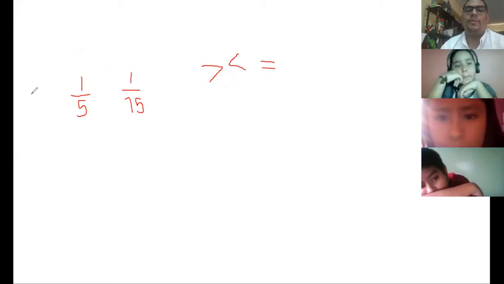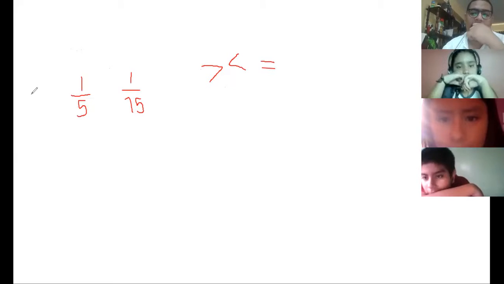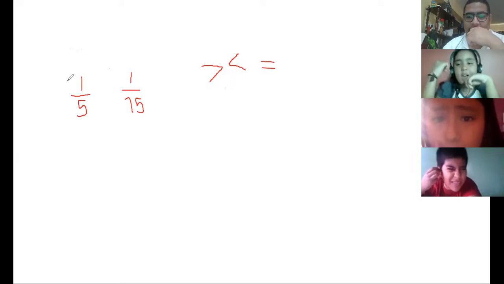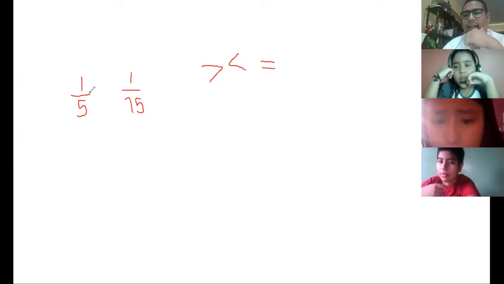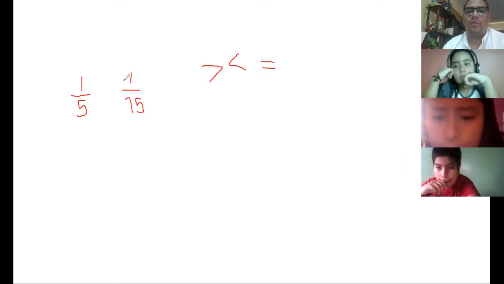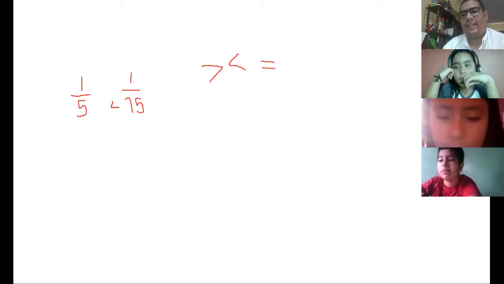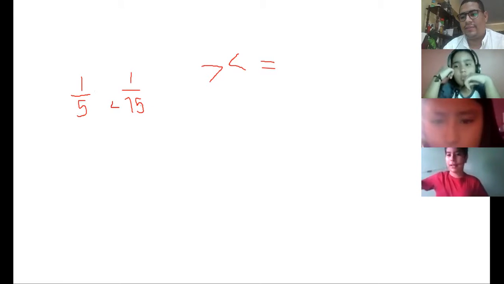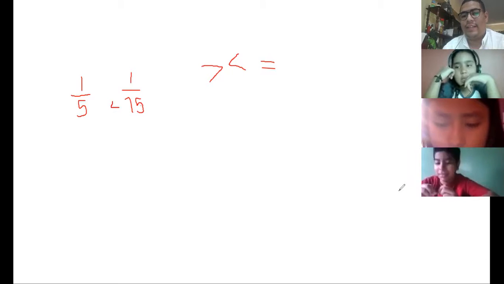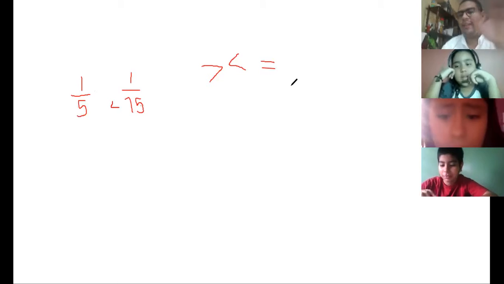1/5 is which one of these options? Less, greater than, equal? O sea que usted cree que un quinto es mayor que 1/15. ¿Cuál creen ustedes que es mayor, 1/5 o 1/15? 1 sobre 15 es mayor que 1 sobre 5.